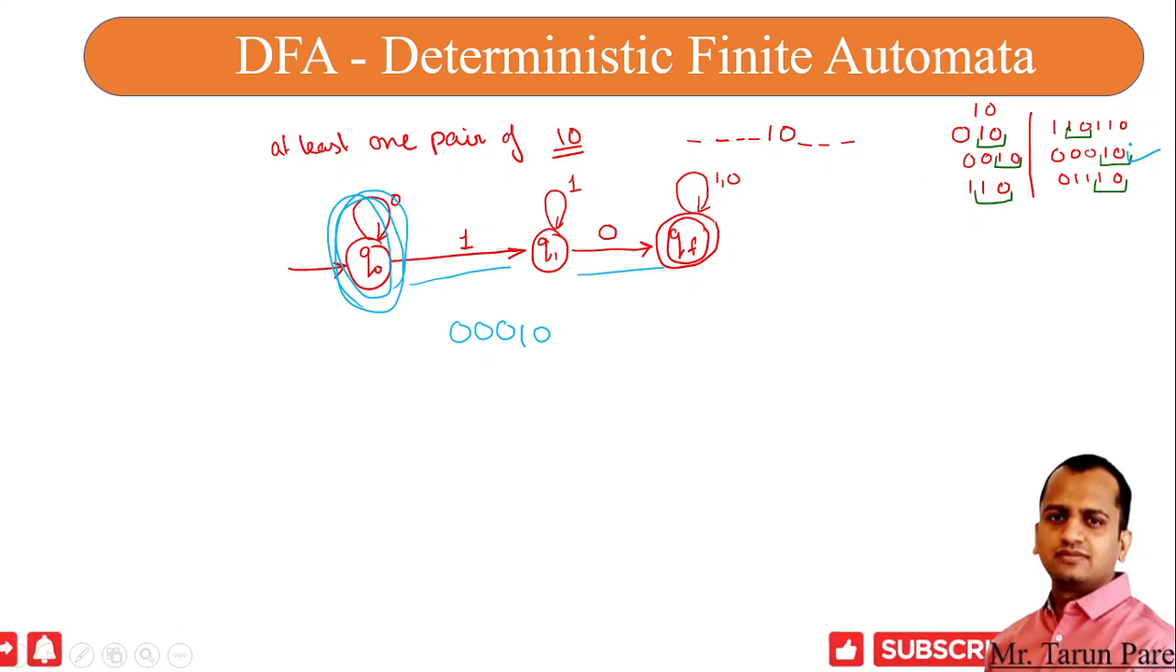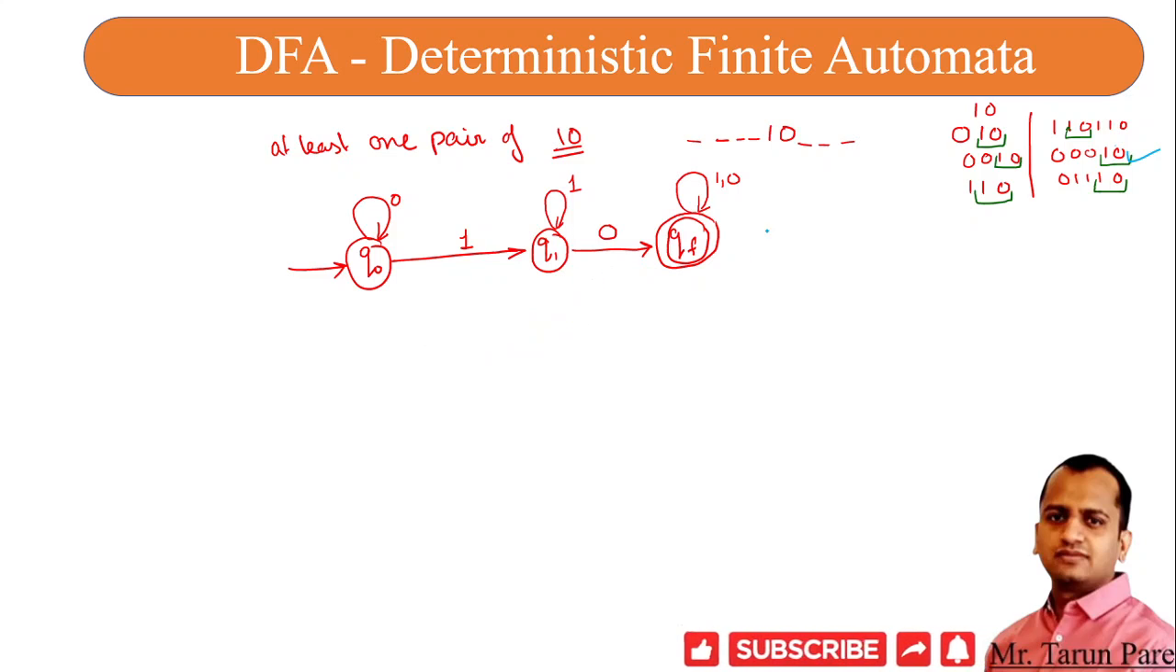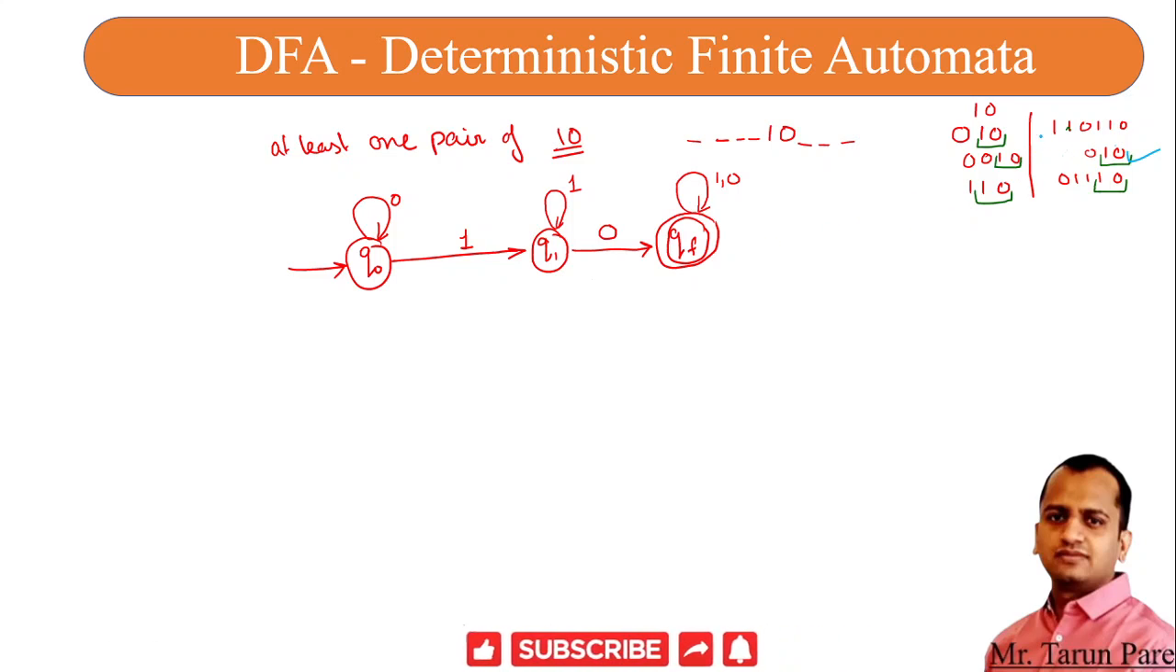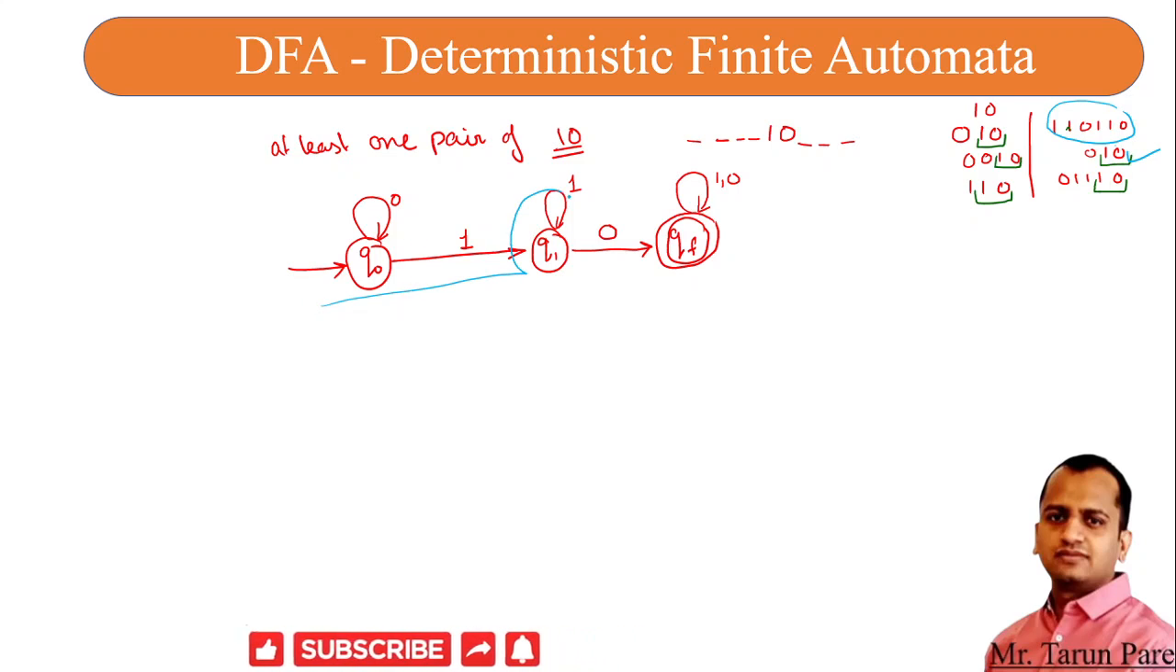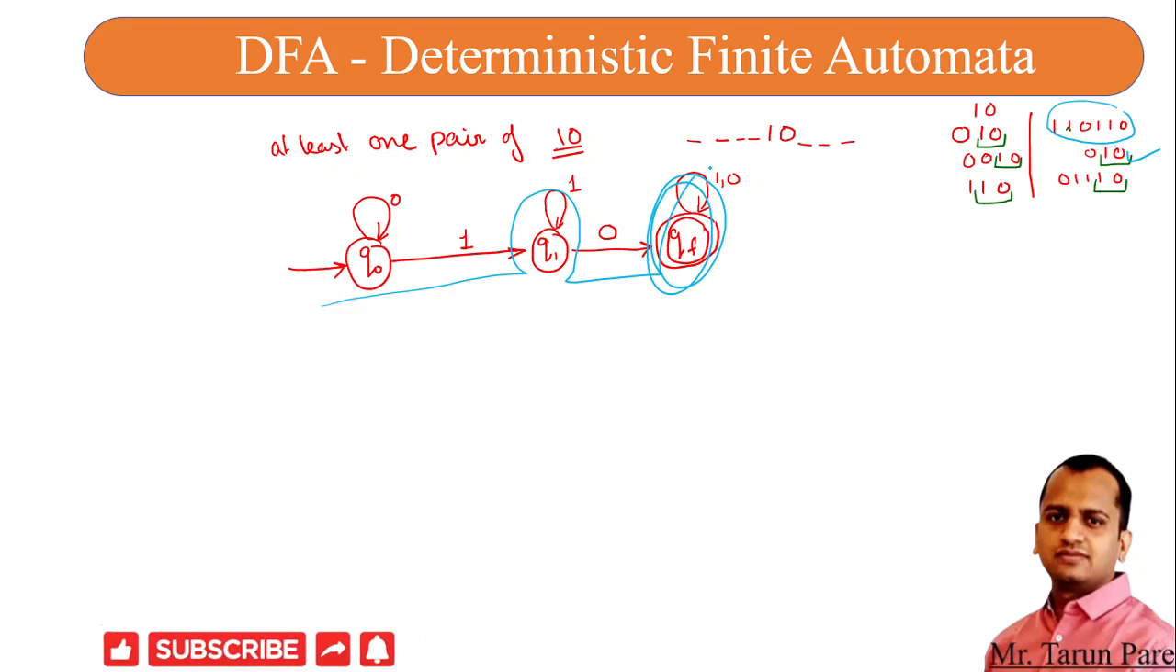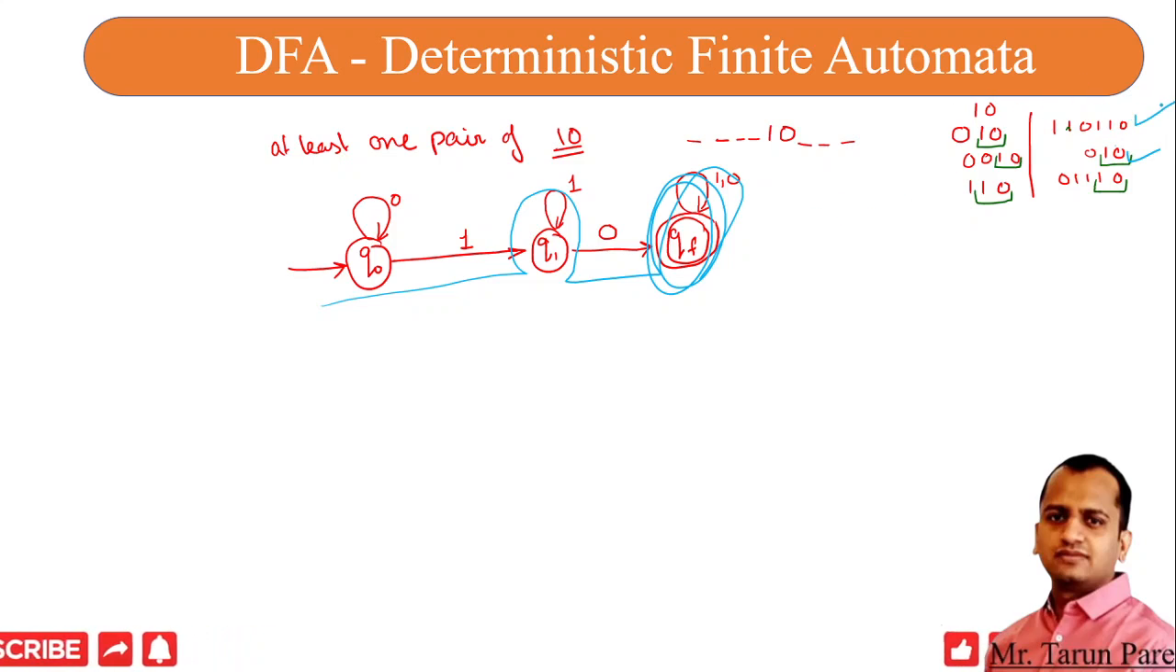Now let's check another, that is 11010. Let me check for this string. Suppose from the input we have given 1, and again we need one more 1, then 0, then 1 1 0. Yes, this is accepted by the finite automata. So we will keep this also as accepted by this.